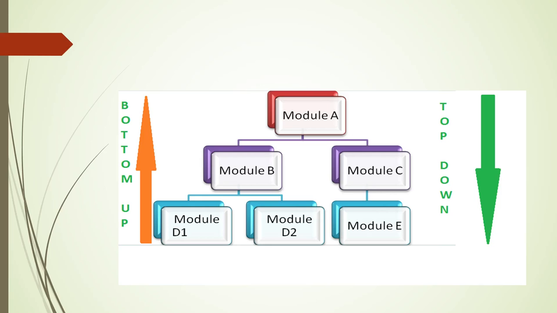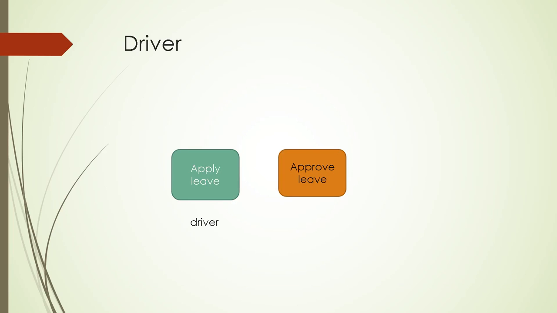Each component at the lowest level of the system hierarchy is tested individually first, like modules D1, D2, E, and then the next level modules are tested. In bottom up testing, the component driver is used. A component driver is a special code used for integration, a routine that calls a particular component and passes the test cases to it.